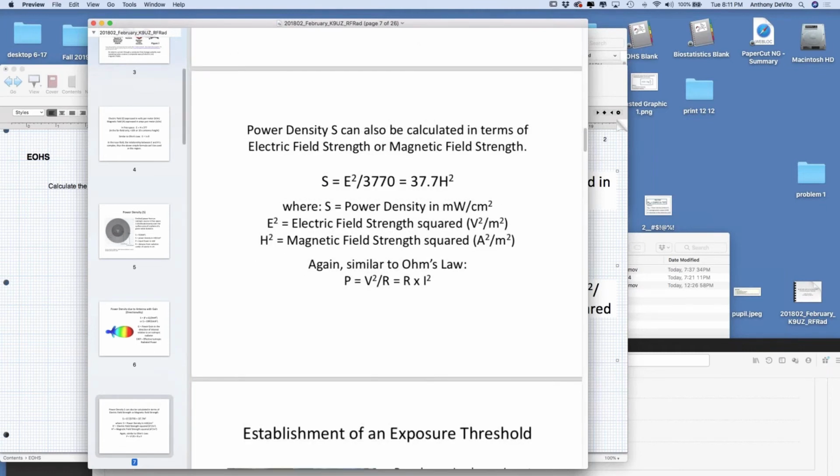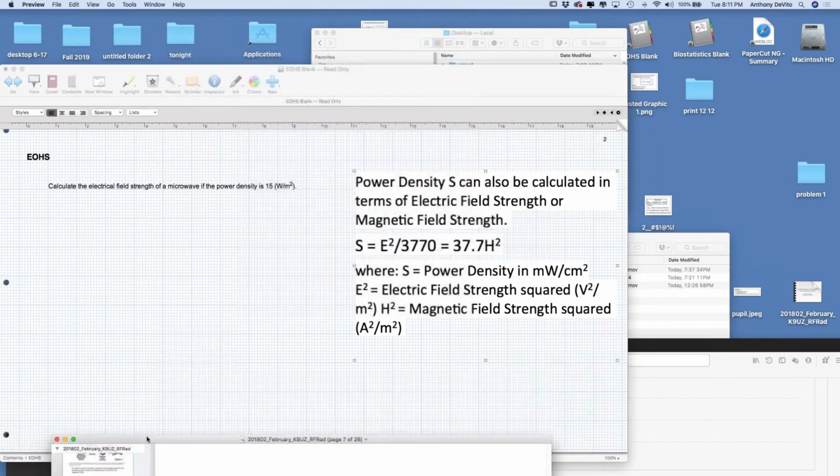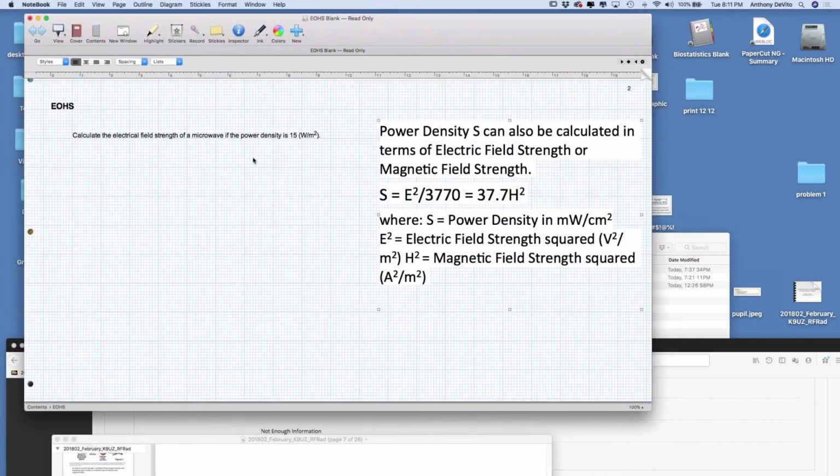So let's take a look at this formula. We have another form of this formula here that I can use, which is a little bit easier to see. So I'm going to do this calculation. First, our power density is 15 watts per square meter. So I'm going to start my calculation. If you are just first watching this video, now's a good time for you to pause, do the problem on your own, and then come back and follow the solution with me and see if we get the same answer.